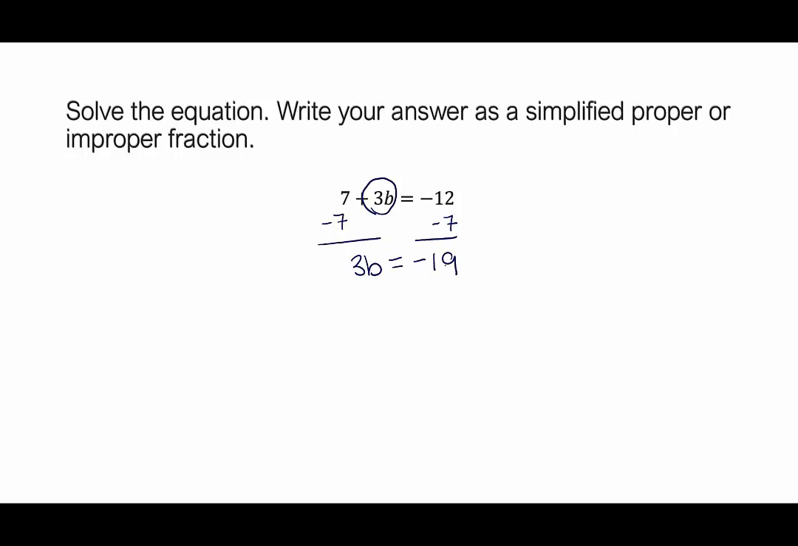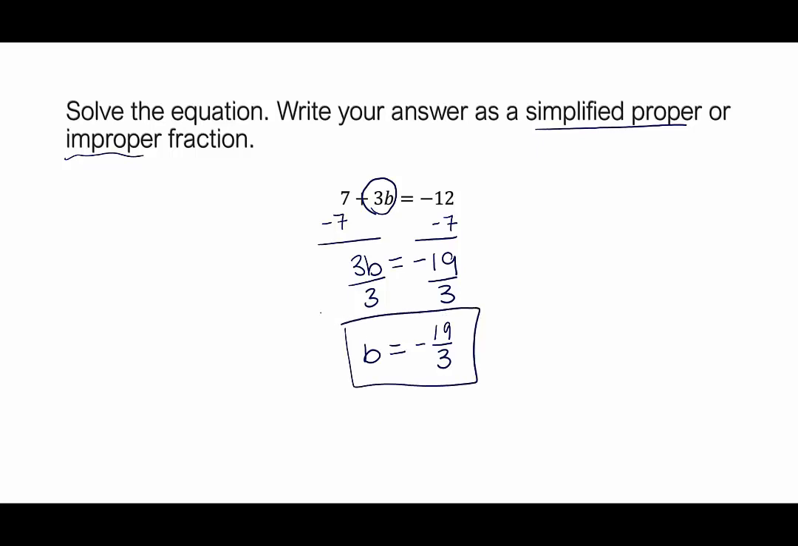3b indicates multiplication, that's 3 times b. To undo the multiplication, I will use division. I'm going to divide both sides by that same amount, and I'm going to divide both sides by 3. 3b divided by 3 would be 1b. We don't have to write the 1, so I'm just going to say b equals, here I have a negative divided by a positive, so I'm just going to move the negative out in front, 19 over 3. It does say to leave the answer as a simplified proper or improper fraction. This is an improper fraction, so I'm going to leave my answer like this. It's totally simplified as well, so I'm all set with this first example.